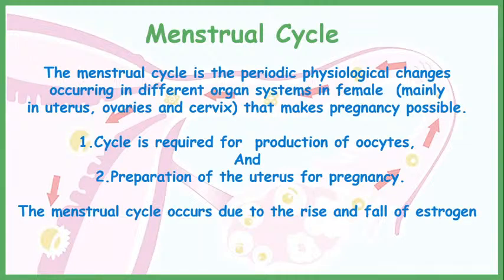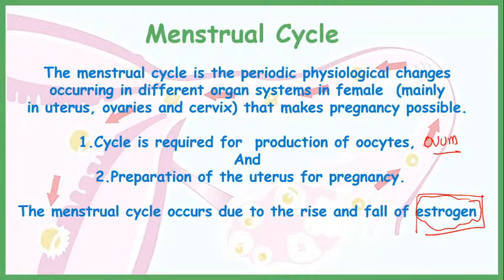Now the cycle is required for production of oocytes. The cyclic hormonal changes that take place in the ovaries are important for the synthesis of oocytes, that is your ovum, and preparation of the uterus for pregnancy. At the same point of time, they prepare the uterus for pregnancy, right? The menstrual cycle occurs due to the rise and fall of estrogen. So the main hormone involved in the menstrual cycle is your estrogen. Many other hormones are involved, but the main hormone of importance is estrogen, right? So are we clear till this? So these are the important parts.